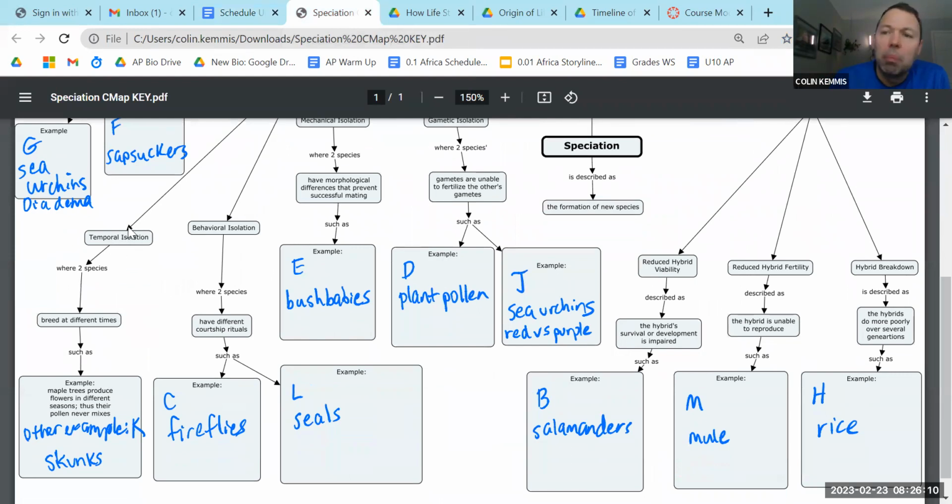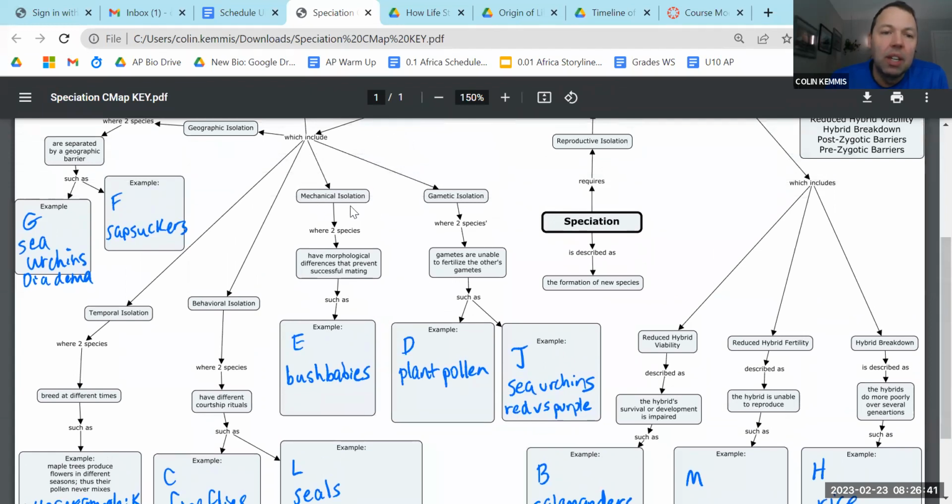These words are pretty tough. Temporal, remember that's reproducing at different times. The example we talked about was silks. Behavioral isolation, this usually is a bird call. But there are a couple of other examples too: courtship rituals, dancing, mating displays, feathers, and even fireflies with different blink patterns. And this example with the seals as well. Different mating rituals.